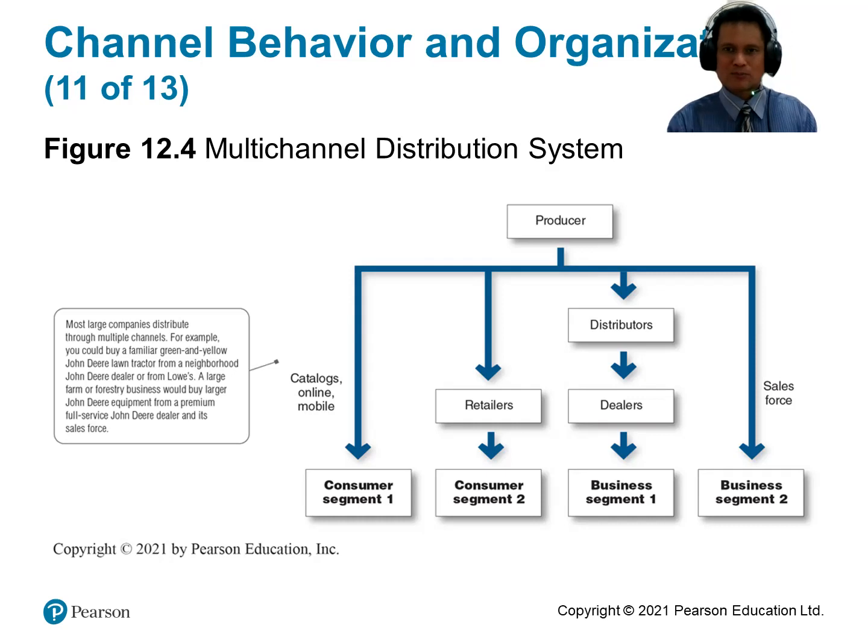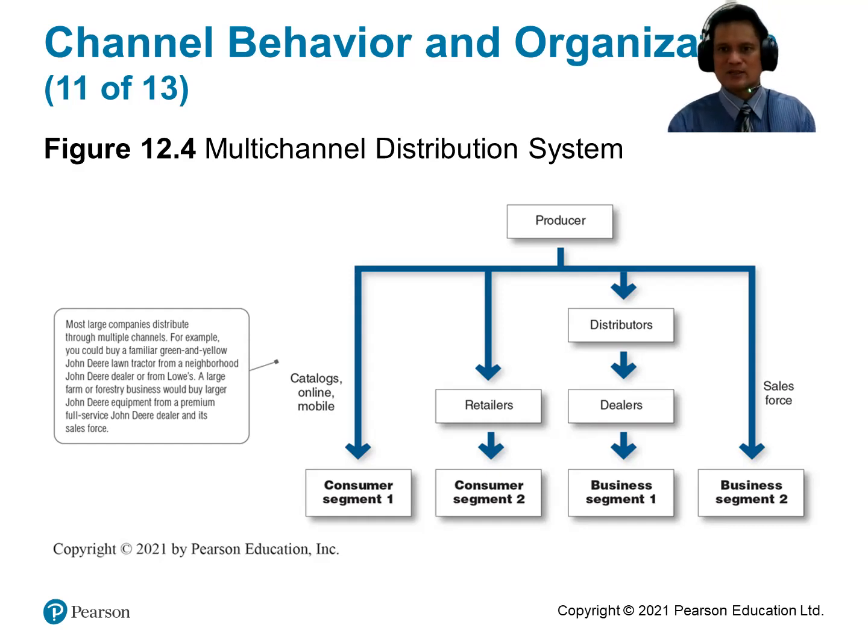Now, when talking about producer and consumer, you can use retailers, you can use wholesalers, right? Or maybe catalog online, such as mobile. But when you're talking about businesses, maybe you can use distributors or dealers or agents, because business needs more people influence in the way the distribution system applies. It is different with the consumer, because consumer is less complicated compared with the business.